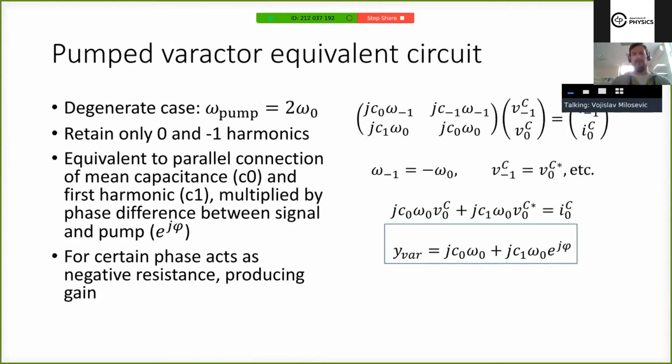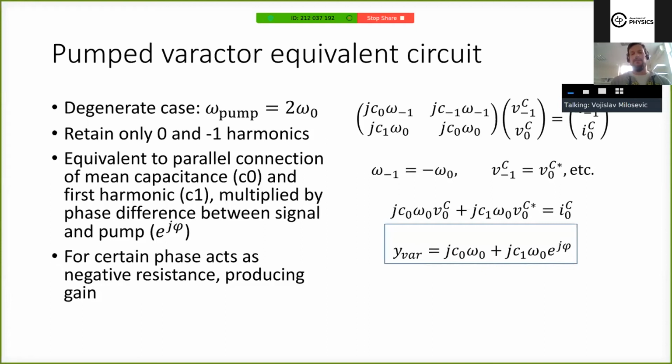So how do we model this Varactor diode when it is modulated periodically? In this case, the pump frequency is equal to 2 times the signal frequency, and we can expand the capacitances, voltages and currents in Fourier series. We can expand them in these Floquet harmonics, which I mentioned, and in the simplest approximation, we can retain only the 0 harmonic and the -1. This is a relatively crude approximation, but it's useful to understand the operation of this diode.